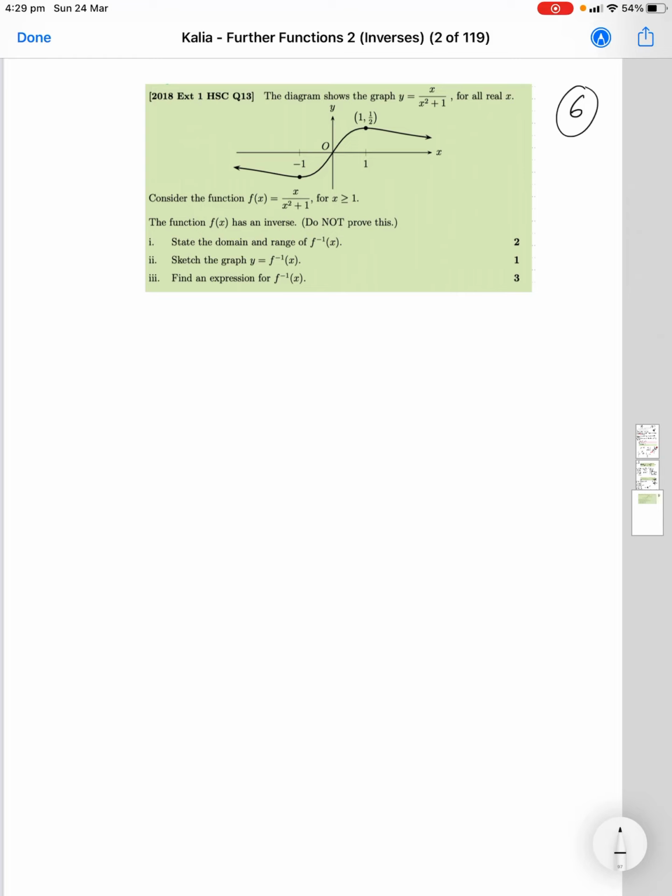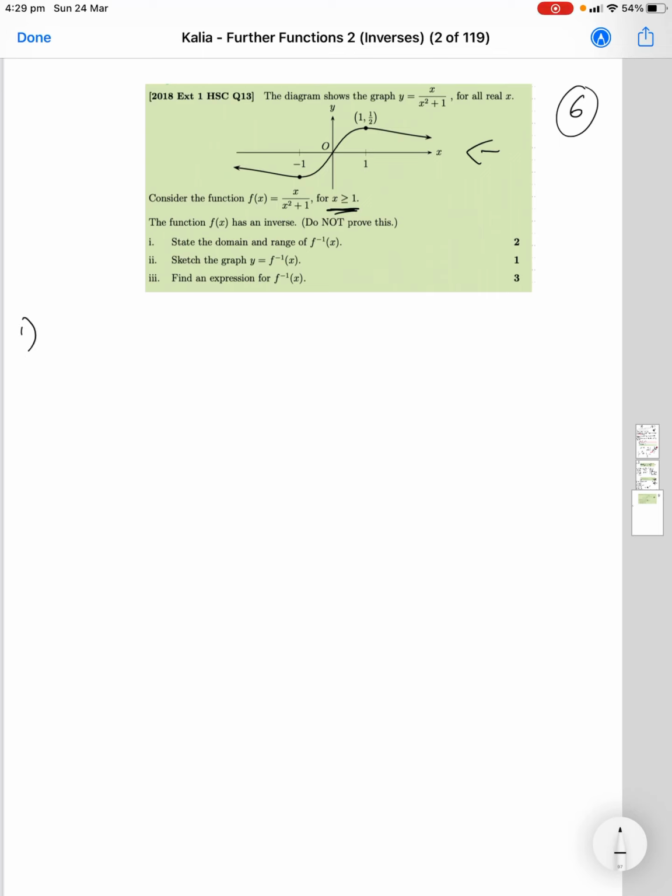The first one. Consider the function. We got the diagram of x over x squared plus 1. A terrible function. It is just whatever this is. It's just ridiculous. This is what it is. We're considering the function for x is greater than or equal to 1. It's important we're reading and checking out everything. State the domain and range of the inverse.